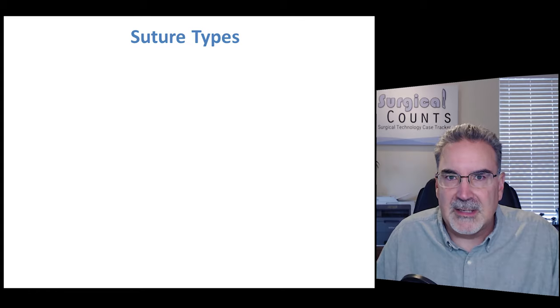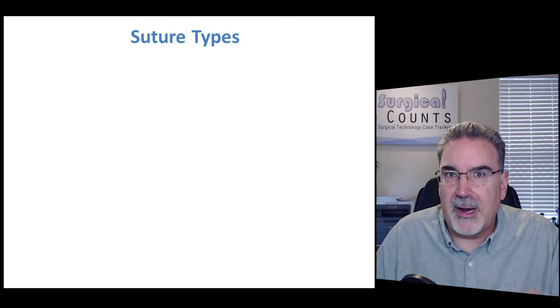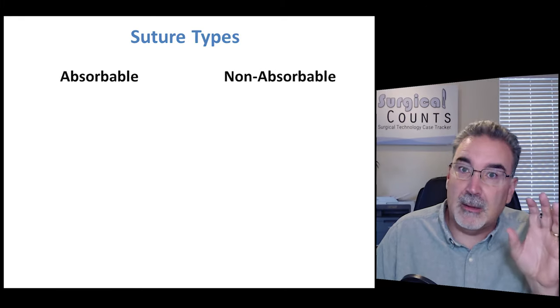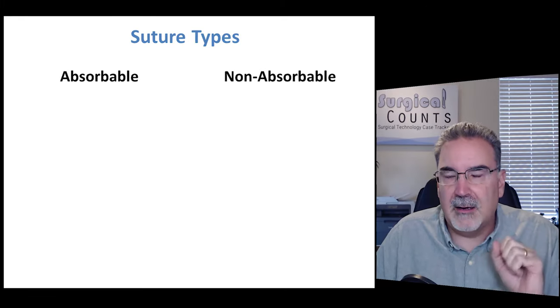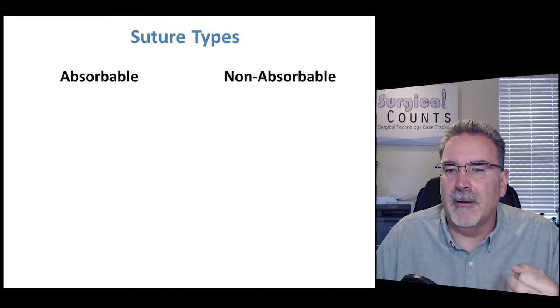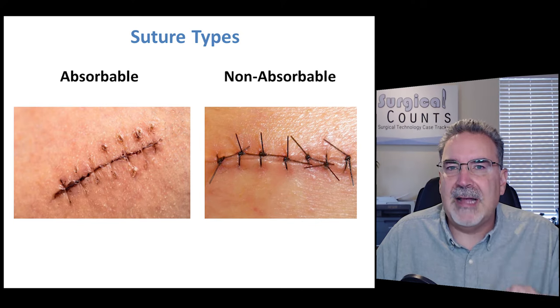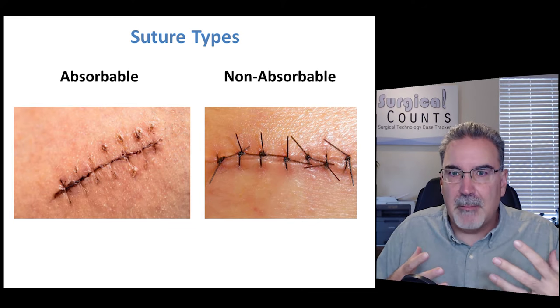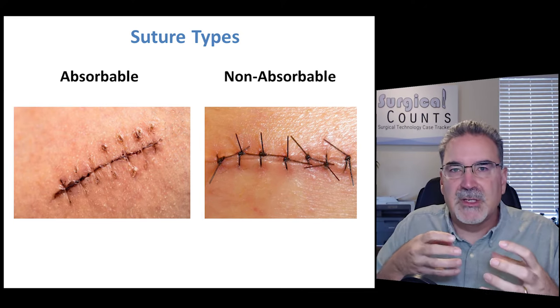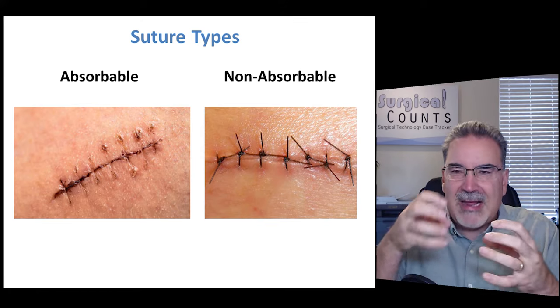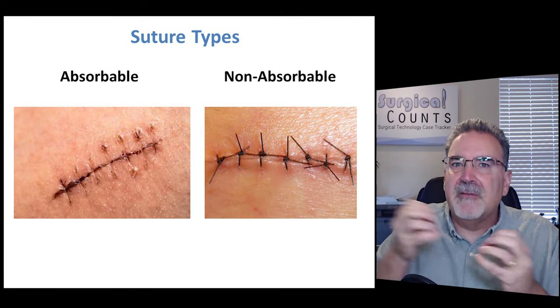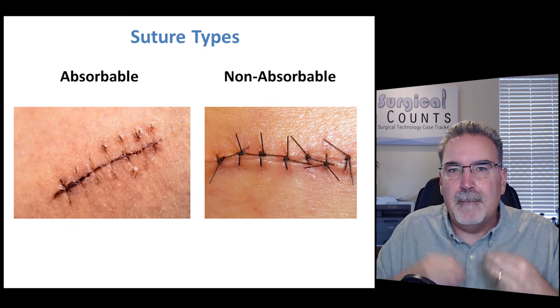And sutures can generally be broken down into a couple of different types. So the first way of breaking down or classifying suture would be whether it's absorbable or not. So most suture is either absorbable or non-absorbable. Now, what are we talking about here? So absorbable suture is going to be broken down by the body. The enzymes in the body are going to react with the suture material itself and eventually break it down and dissolve it. So it eventually gets absorbed by the body.